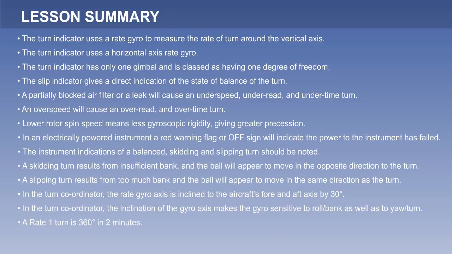A rate 1 turn is 360 degrees in 2 minutes. A rule of thumb formula to calculate the diameter of a turn flown at rate 1 is TAS divided by 100. A rule of thumb formula to calculate the required angle of bank for a rate 1 turn at a given true airspeed is TAS divided by 10 plus 7.